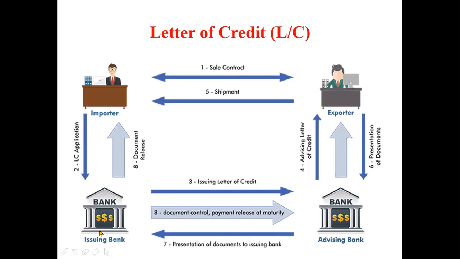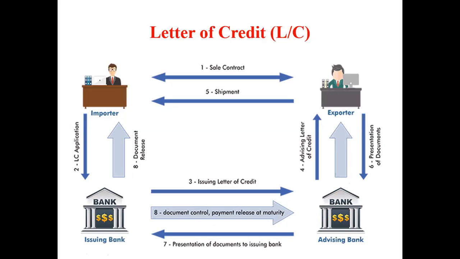In the third step, what will the issuing bank do? The issuing bank will issue the letter of credit to the advising bank, or you can say it is the negotiating bank also. A negotiating bank and advising bank are basically the same, though in some cases they may be different, but you need not know this. So the issuing bank will send the letter of credit to the advising bank. The advising bank is basically the negotiating bank and it is the exporter's bank.